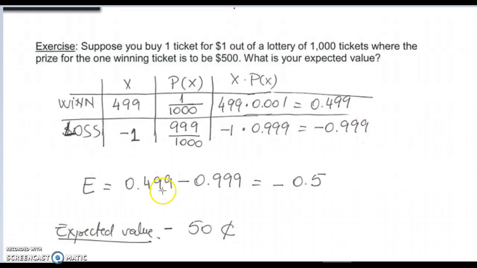So I subtract from 0.499, 0.999. When I subtract it out, it's -0.5 or -50 cents. In other words, the expected value is for you to lose money, which is the way a lottery works. The vast majority of people are going to lose money. That's the expected value. If you have any questions about this one, please ask me on Monday.